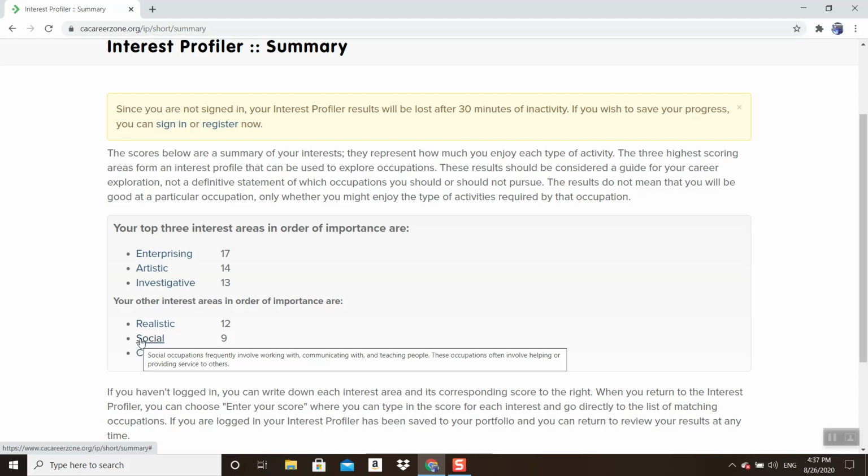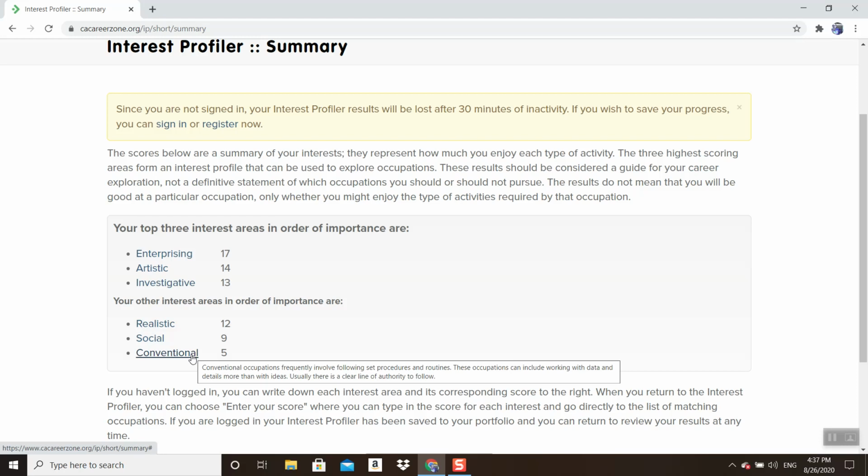So what happens if somebody's social? So people with social personalities, social occupations frequently involve working with, communicating with, and teaching people. These occupations often involve helping or providing service to others. So somebody who is social in personality would make a great teacher, a great instructor for technical instruction, for human resources, and they like working in groups and like to help others learn.